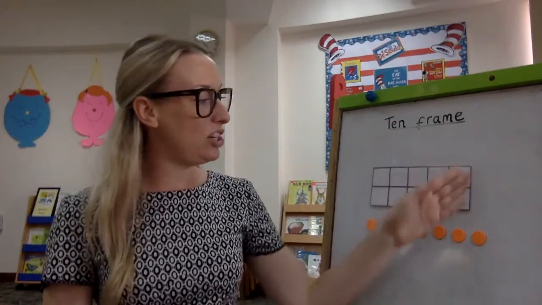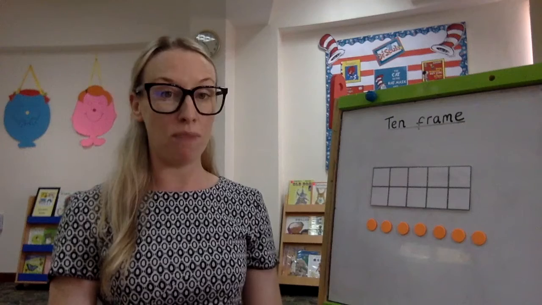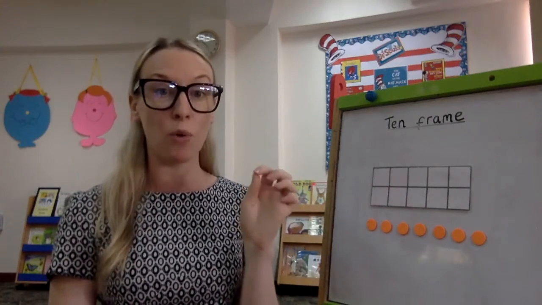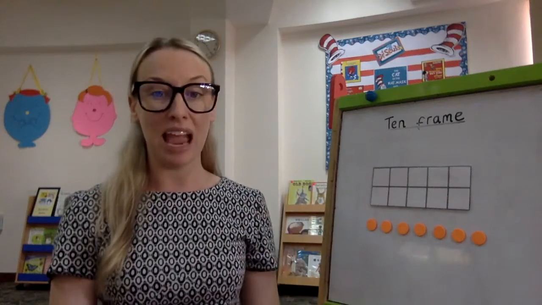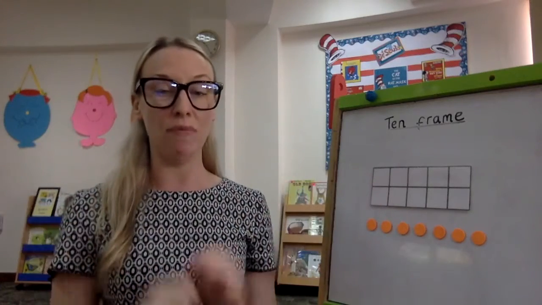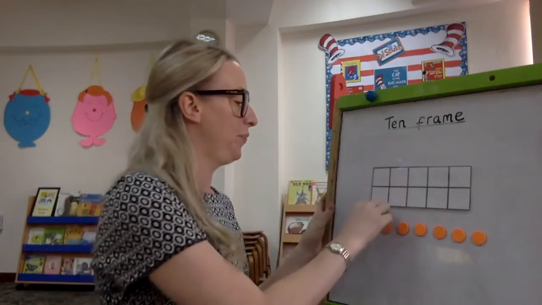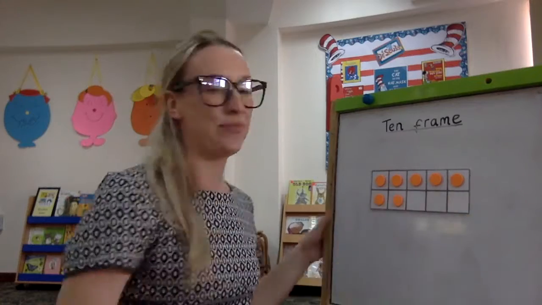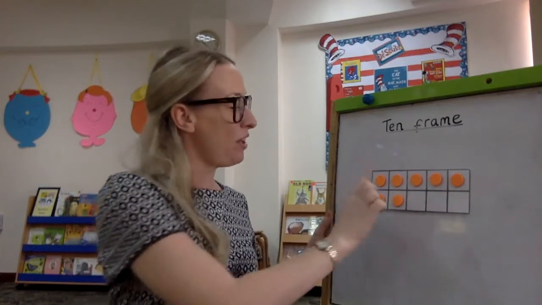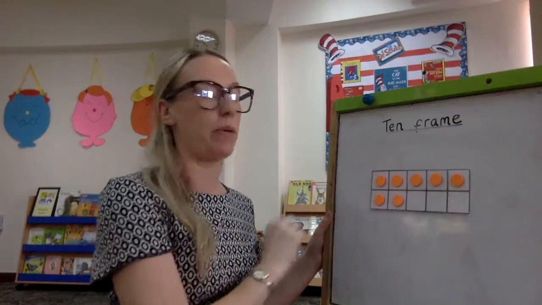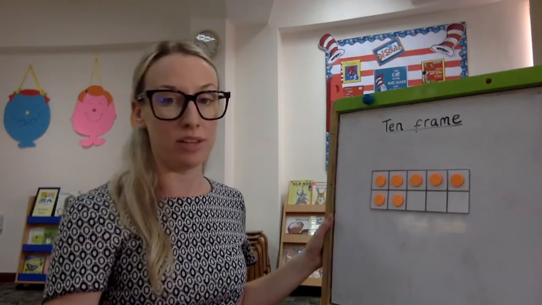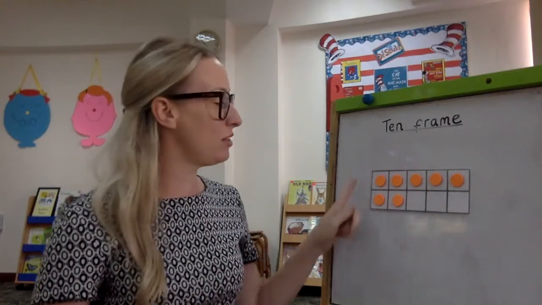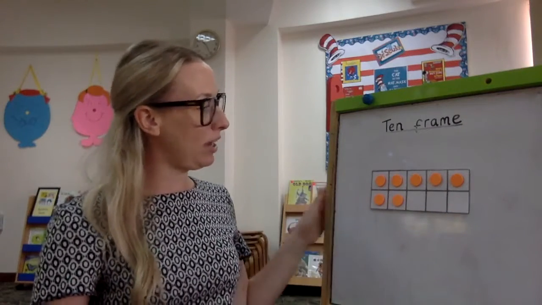Now I'm going to arrange them in different ways on my 10 frame. If you have counters at home or something small, maybe like buttons or beads, you could do the same. Count out 7 and then arrange them on your 10 frame. So I have put 5 counters at the top and 2 counters at the bottom. And I know that 5 and 2 makes 7 altogether. That's one way to arrange my counters.